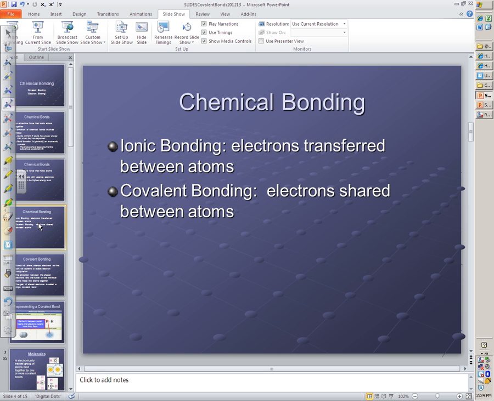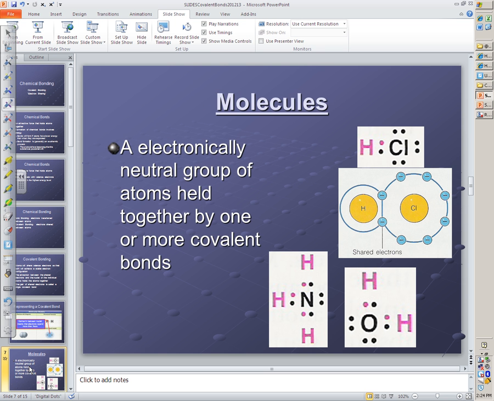All right, we introduced the term molecule. We said a molecule is a group of atoms held together by covalent bonds. If I look at the formula for a compound, how can I tell whether it's a molecule or not? What would I be looking for? If I look at the formula for something, how can I tell whether it's a molecule?